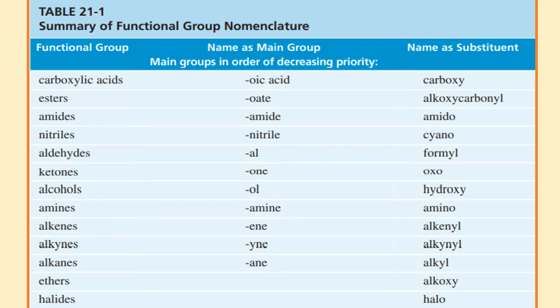For example, carboxylic acid. The main group suffix of carboxylic acid is -oic acid and the name of the substituent used is carboxy. For ester, the main group name is -oate and the substituent is alkoxycarbonyl, followed by amide, where the name of the substituent is amido. For nitriles, the main group is nitrile and the substituent name is cyano, and so on.